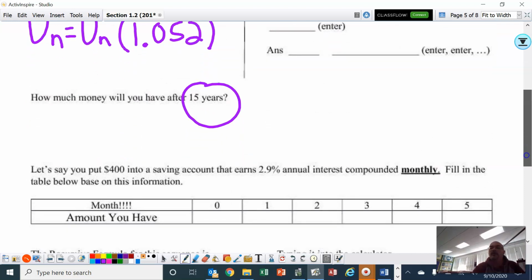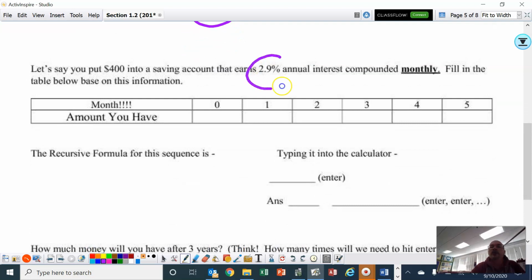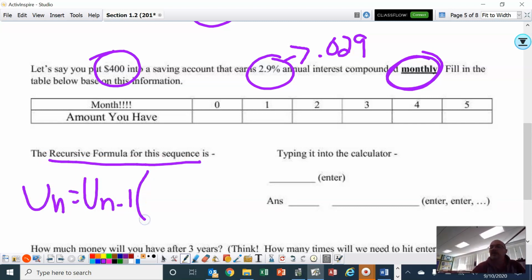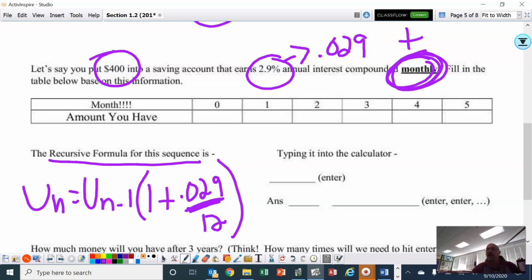All right, let's take a look at the next one. Okay, last one. 2.9% annually, $400. All right, monthly. Okay, well, the decimal for that is 0.029. So my recursive formula, ladies and gentlemen, since it's monthly, I do have to use that plus sign, 1 plus 0.029 divided by 12. Okay, if you didn't quite get that with those two examples, go back and watch example 1 and example 2. All right.